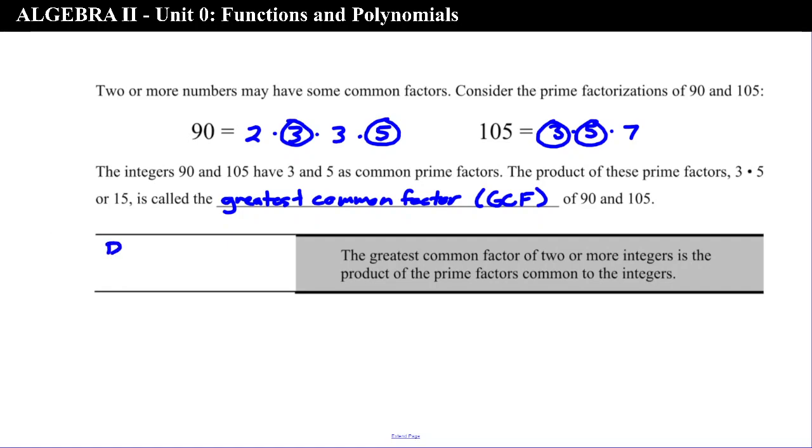And here below, I have just provided the definition for the greatest common factor, your GCF. The greatest common factor of 2 or more integers is the product of the prime factors common to the integers. Okay, so in this example, 90 and 105 had 3 and 5 in common. You multiply 3 and 5 together, you get 15, and 15 is the greatest common factor of those two numbers.